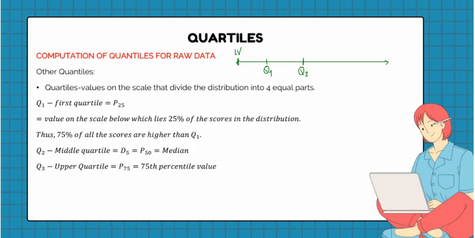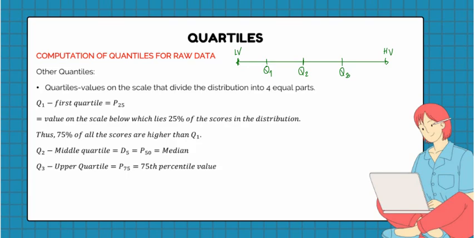Now, we also want to divide the portion from the median to the highest value. If we do that, we are going to find its median. So basically, that would be our Q sub 3, or our upper quartile.